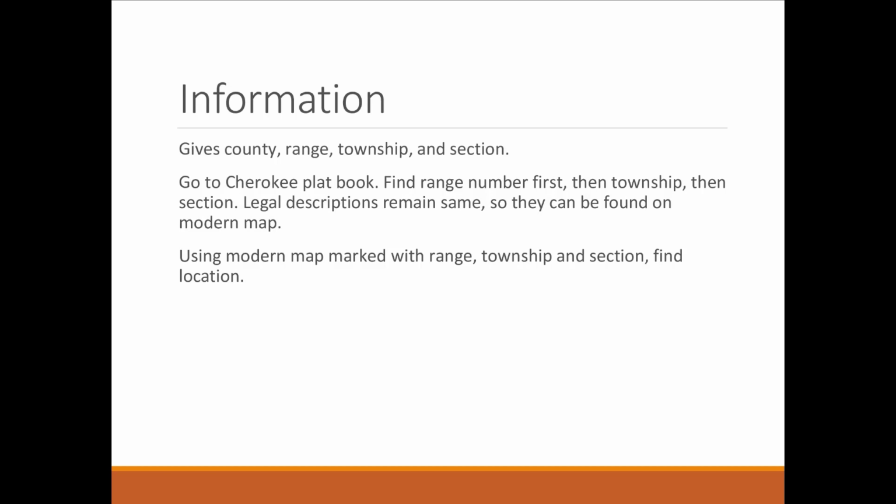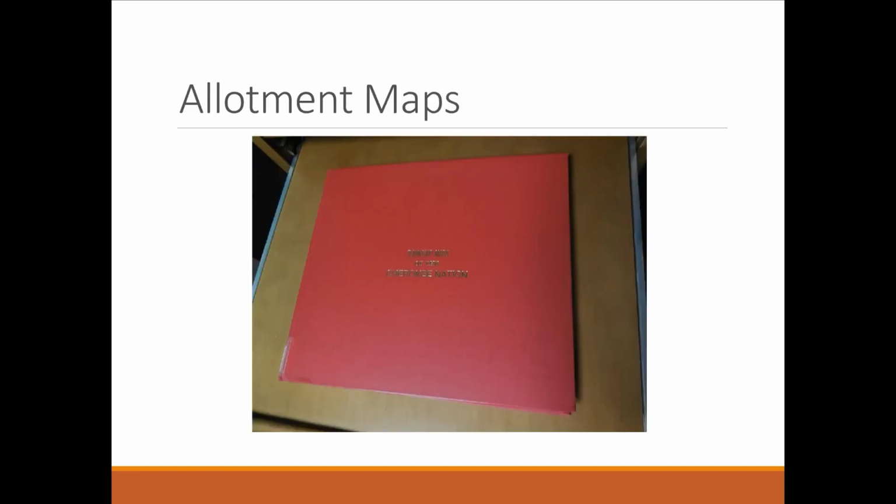So now I'm going to go to the Cherokee plat book. And I find the range number first. That seems a little backwards to do it, but there's a lot about this that's backwards. And then I find the township, and then I find the section. And then I can go to a modern map that is marked with the range, township, and section. So let me show you rather than talk about it.